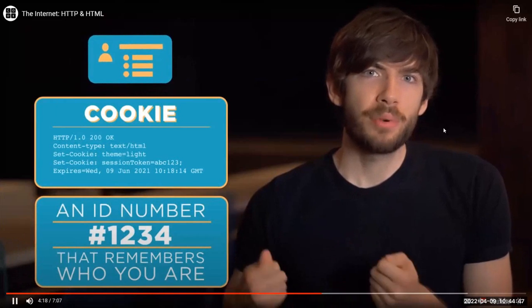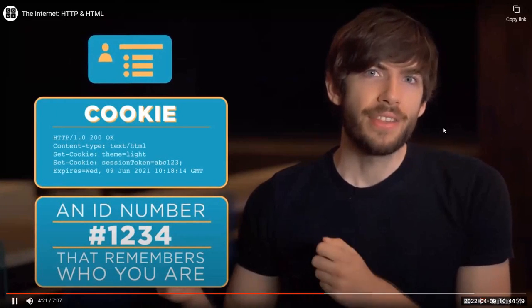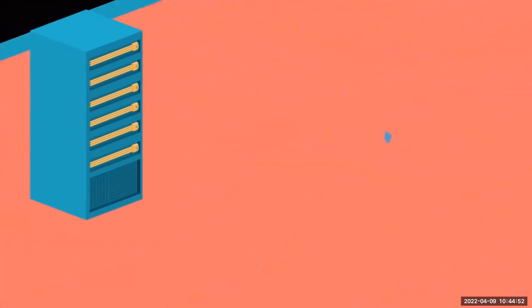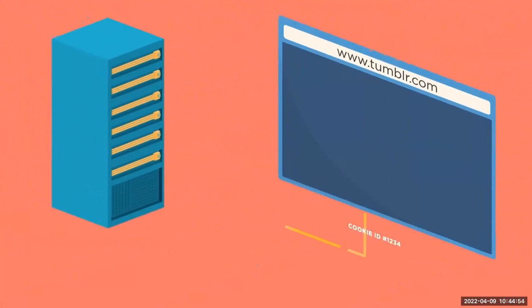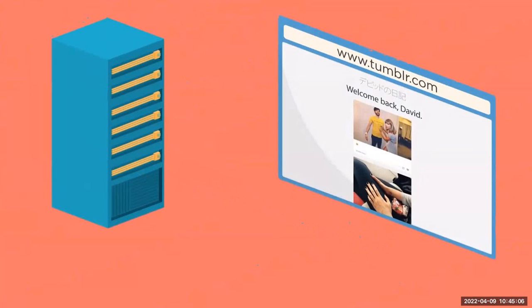You are verified as David, and your web browser holds on to that number. The next time you go to tumblr.com, your web browser knows to automatically attach that ID number to the request that it sends over to the Tumblr server. So now the Tumblr server sees the request coming from your browser, sees the ID number, and knows, okay, this is a request from David.